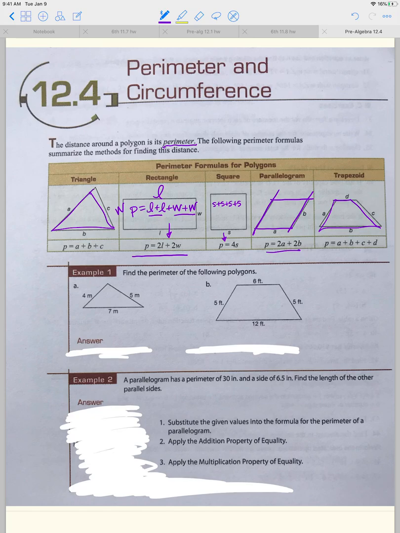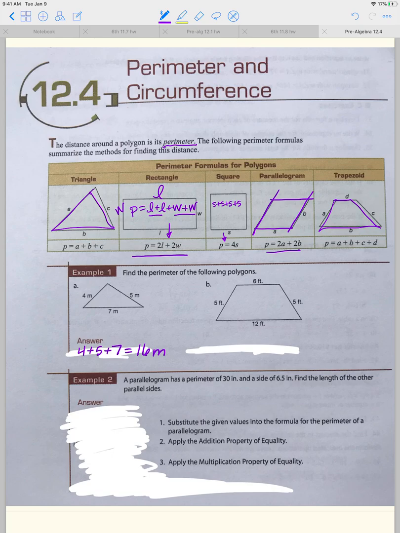So very straightforward. Example number 1, find the perimeter. So we have a triangle in A, so we're just going to say 4 plus 5 plus 7 to find the perimeter. 16 meters. Units absolutely count in this lesson. If you do not put your units in your homework, you will get the problems wrong. So put the units, okay?